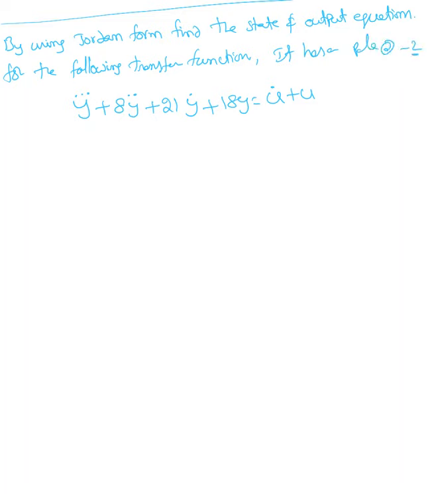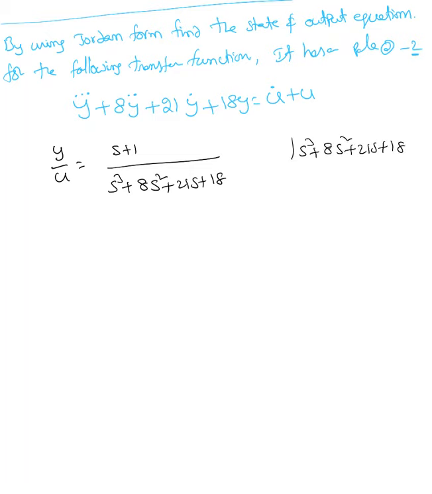Okay, so I'm going to first write down the transfer function. Y by u equal to s plus 1 over s cube plus 8s square plus 21s plus 18. Now the denominator, as I mentioned, that's called characteristic polynomial. That characteristic polynomial has a pole at -2. So s cube plus 8s square plus 21s plus 18.